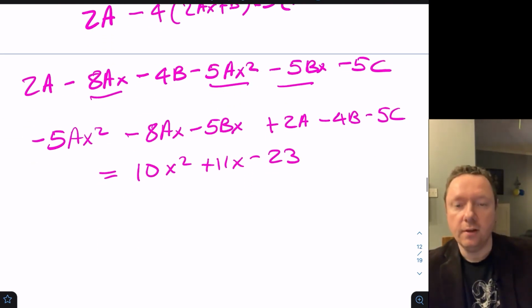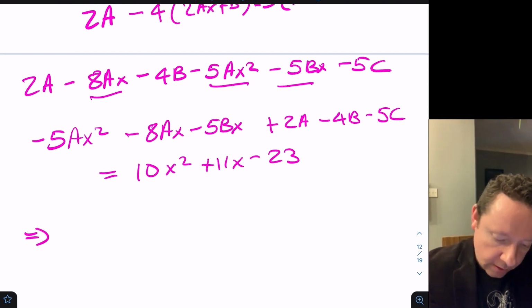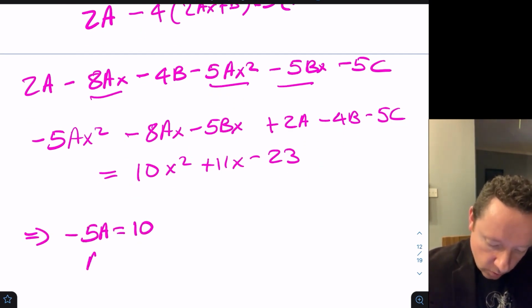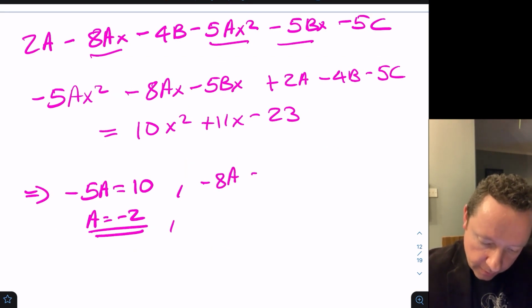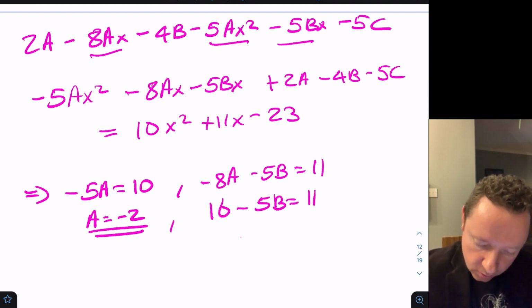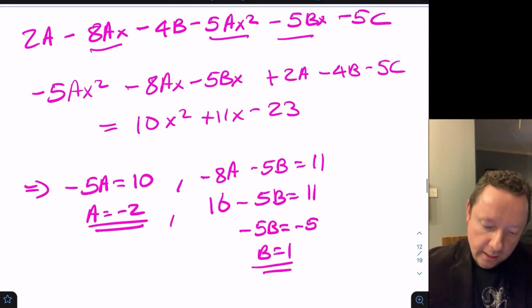So equating the left and the right hand side, that implies that minus 5a is equal to 10, so a is equal to minus 2. In our x terms, we have got minus 8a minus 5b equals 11. Minus 8 times minus 2 is 16, minus 5b is 11, so minus 5b is minus 5, so b is equal to 1.